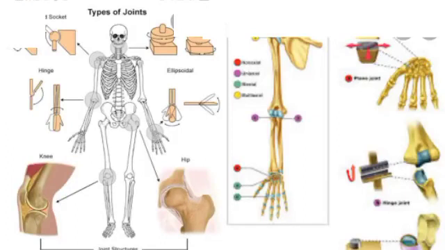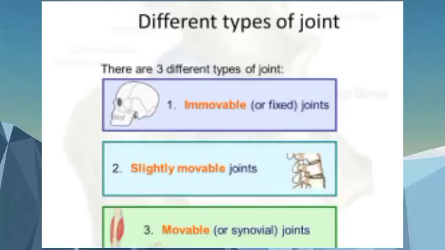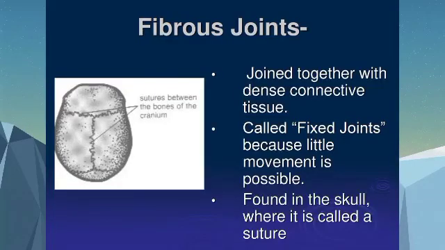Types of joints. According to the amount of movement and their structural composition, joints can be classified into three types: immovable joints or fixed joints, slightly movable joints or cartilaginous joints, and freely movable joints or synovial joints. Immovable joints are also known as fibrous joints because the bones are connected by fibrous tissues. These joints are joined together with dense connective tissues and are called fixed joints because little movement is possible. These joints are fixed and do not move. These are found in the bones of the skull and face.